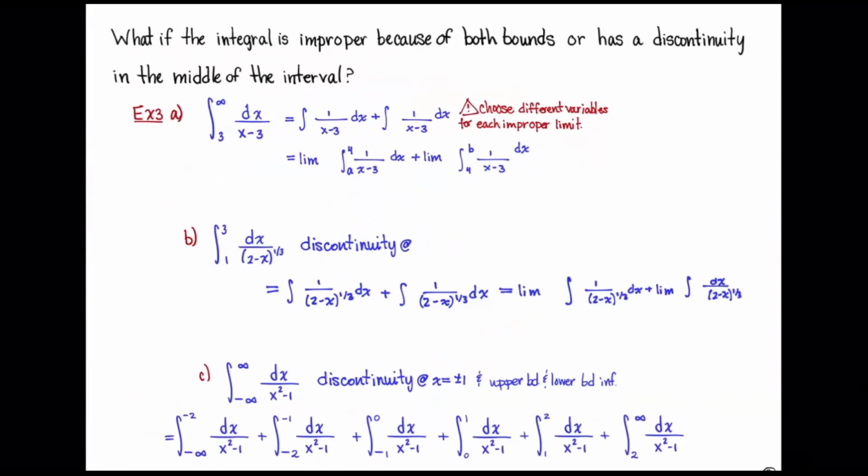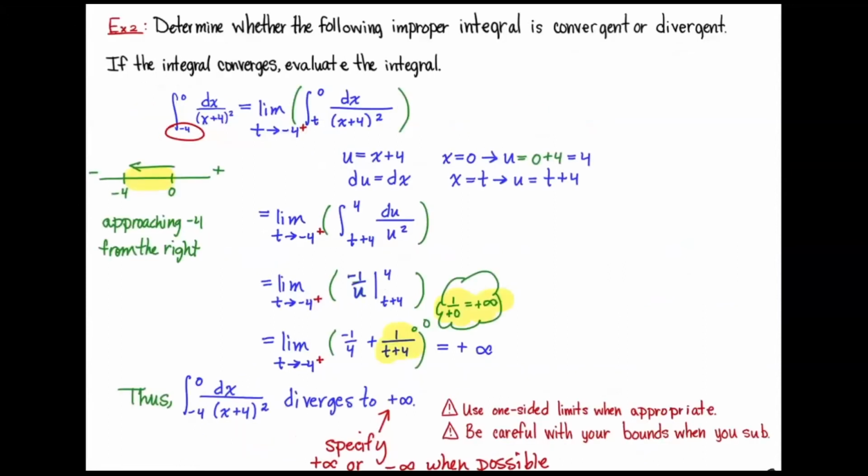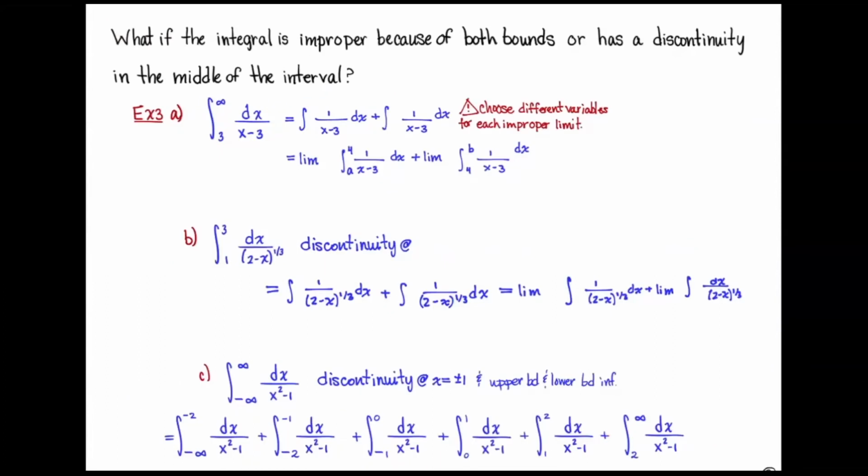In example 2, we had an upper bound of infinity. Nope, that would have been example 1. In example 2, the one we just did, we had a discontinuity on one of our bounds. But I wanted to go over some more complicated examples where maybe the integral is improper because of both bounds or has a discontinuity or multiple discontinuities on that interval. And so example 3, really, we're just focusing on the bounds.